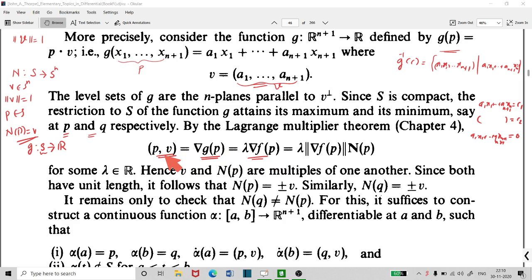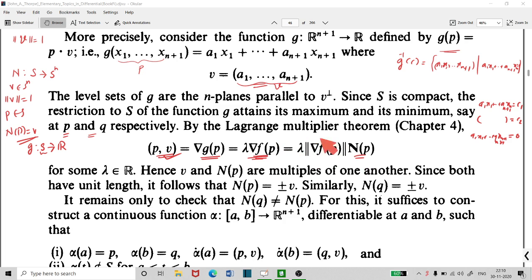Now you consider this equality. This is equal to this one. When you consider ∇f(p) by norm of ∇f(p) into norm of ∇f(p), you can consider ∇f(p) by norm of ∇f(p) as N(p), and the norm of ∇f(p) is also here.